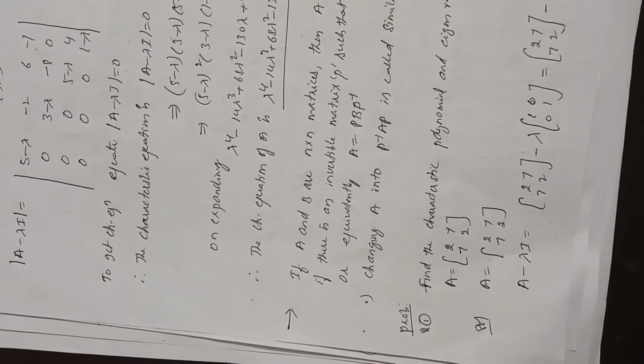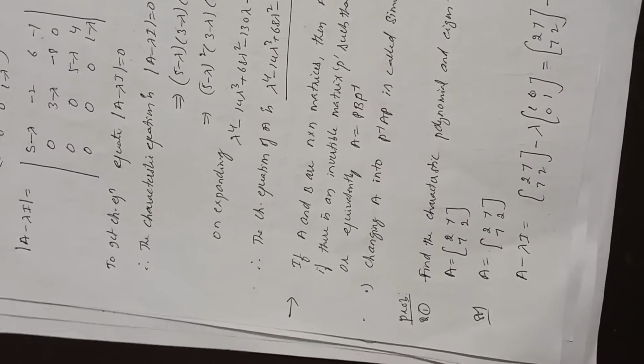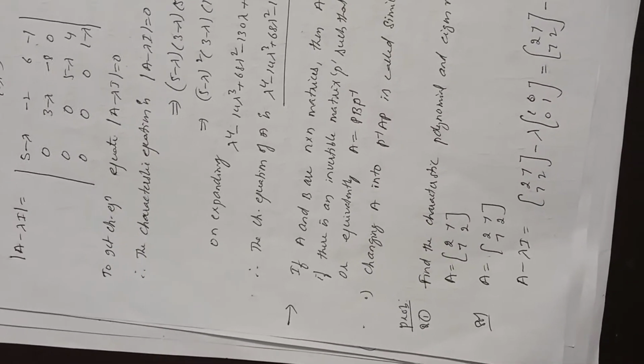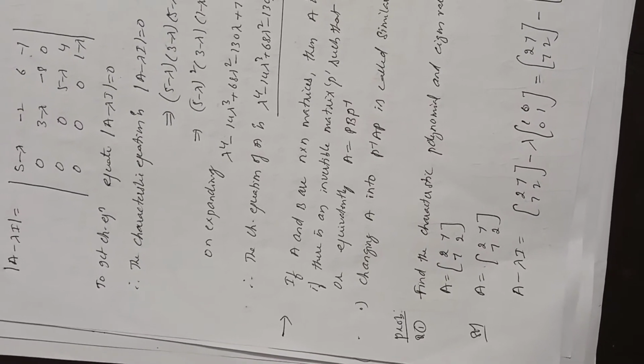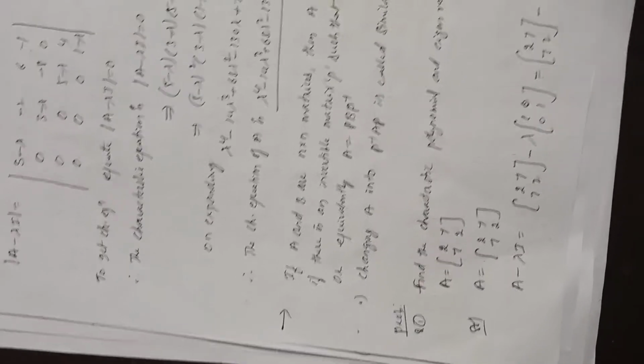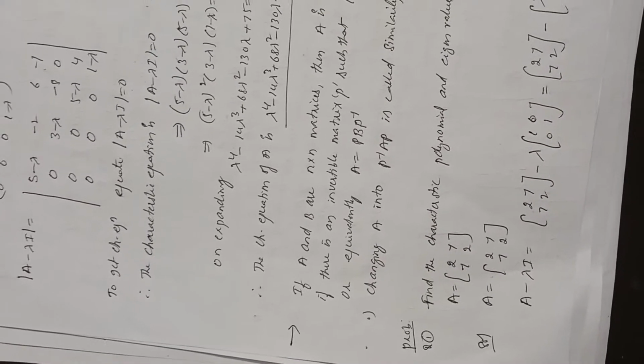Next one. If A and B are n by n matrices, then A is similar to B if there is an invertible matrix P such that P inverse AP is equal to B, or A is equal to PBP inverse. Now see, find the characteristic polynomial and eigenvalues of this matrix 2, 7, 7, 2. Here it is of order 2 by 2.